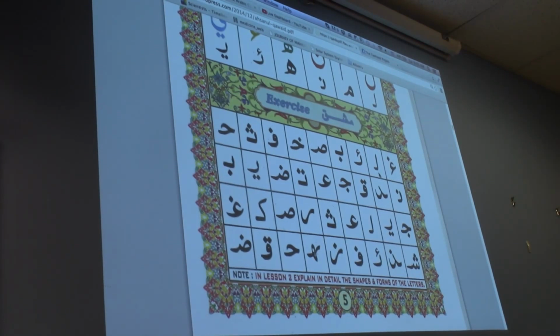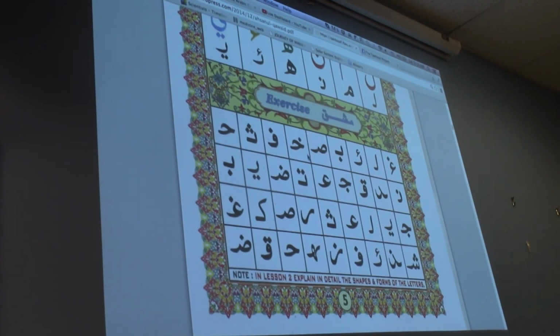Lam. Good. Then we have hamza. Then we have ba. Alright, then we have sod. Then we have kha. Right? Only one dot on top is going to be a kha.